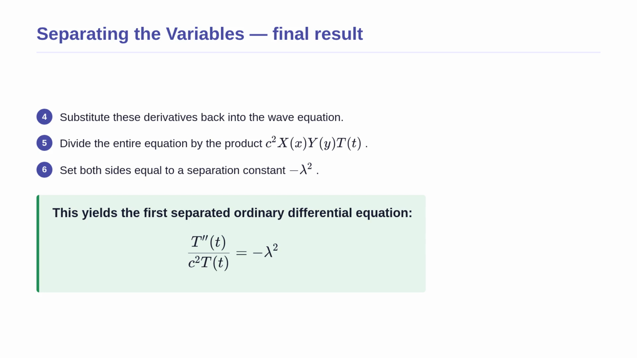Continuing our separation process, we substitute our new second derivatives back into the two-dimensional wave equation. To truly separate the variables, we divide the entire equation by the product of X, Y, and T, and also by c squared. The mathematical reasoning here is brilliant. We end up with an equation where the left side depends entirely on time and the right side depends entirely on space. The only way a function of time can always equal a function of space is if both sides equal the exact same constant. This gives us our final result, our first separated ordinary differential equation.